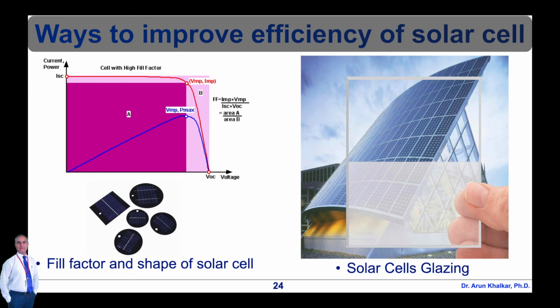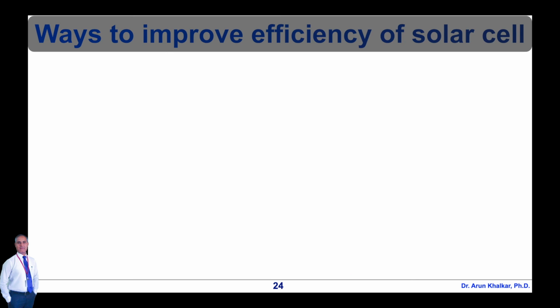Next is solar cell glazing. For long life, solar cells must be protected from external factors such as rain, snow, bird droppings, etc. For glazing the solar panel, polycarbonate or low iron glass is generally used due to high optical transmissivity of around 90%.